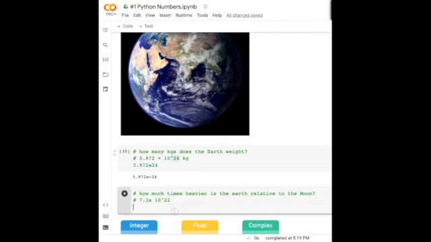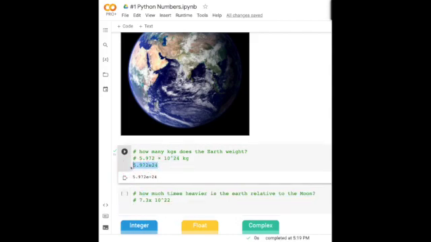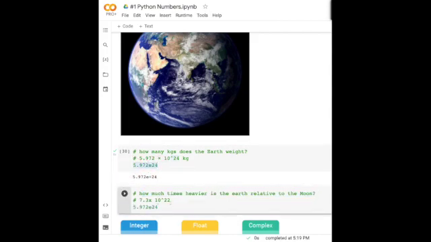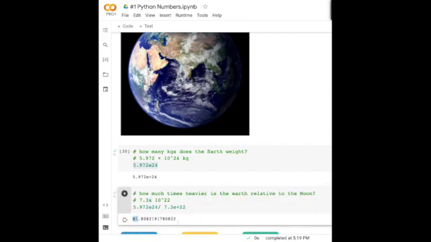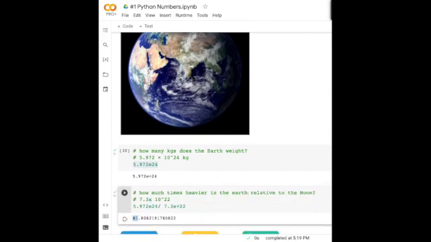How much heavier is the Earth than the moon? So if we took the value of the Earth and then we divided that by the weight of the moon, but we have to make sure that it is in a notation that Python will recognize, do the division, and so we see that Earth is 81.8 times heavier than the moon.